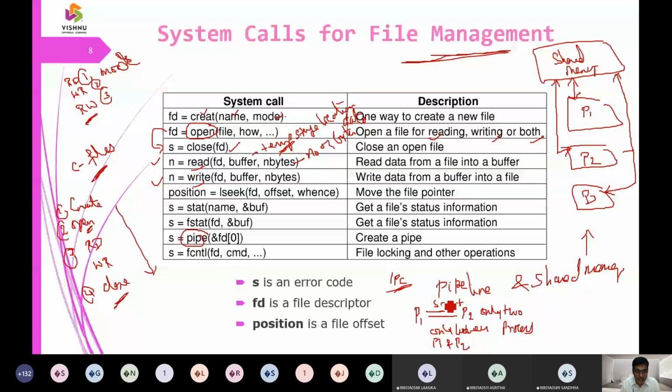So inter-process communication, if it is between only two processes, then we are going to call it here as pipelining, and that is where it is created with a command s equals pipe of address of file descriptor with 0. So we are going to get the status. Status is nothing but how many number of bytes has been transferred, and what is the file status, whether the buffer is full or not, whether the buffer is empty or not.